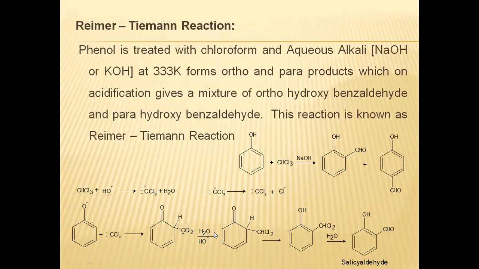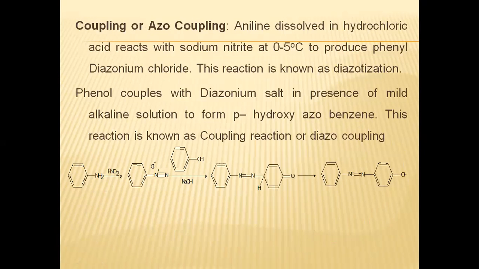So this is a hydrolysis, we get the dichloromethane, and further hydrolysis converts it into salicylaldehyde.